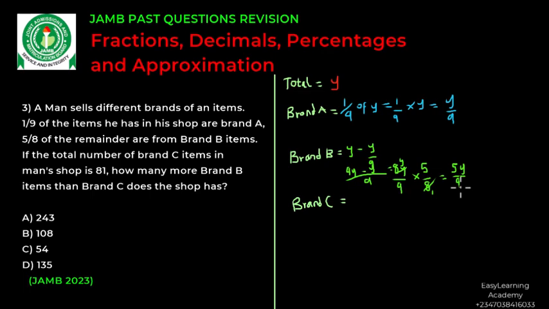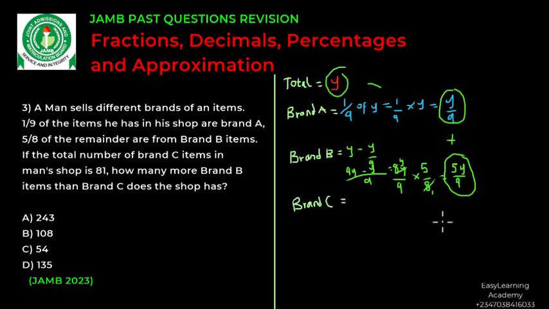Now the question continues: the total number of brand C items in the man's shop is 81, and we need to know how many more brand B items than brand C the man has. To find brand C, we add brand A and brand B, and then subtract that from the total number of items.